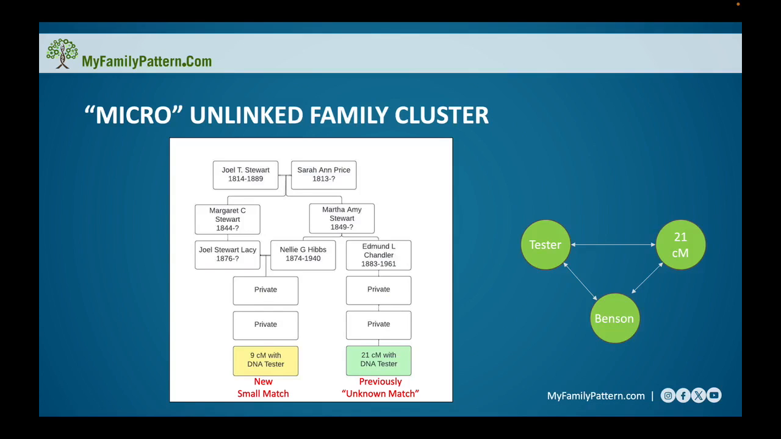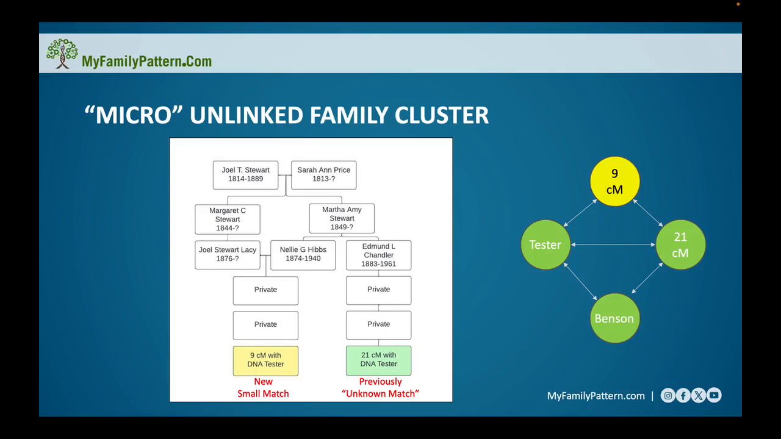And whereas my tester and the 21 centimorgan match was part of the same shared network with the Benson one, this 9 centimorgan match was a member of the network of the tester, or my cousin, whose matches I'm looking at, and this other 21 centimorgan match. So it's part of the same genetic network, at least as the 20 centimorgan one, but unfortunately not the same one as Benson. But it still can be helpful to help us research which great-grandparent we should be concentrating on.